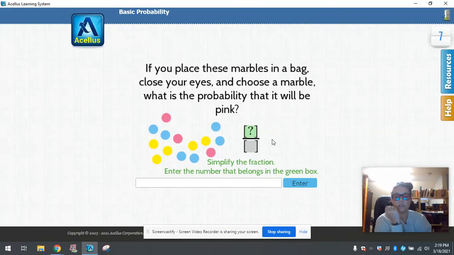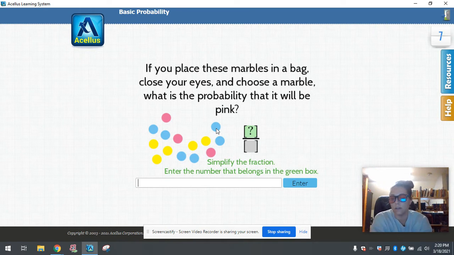All right, basic probability. If you place these marbles in a bag, close your eyes and choose a marble, what is the probability that it will be pink? So we have 3 pink marbles out of a total of 1, 2, 3, 4, 5, 6, 7, 8, 9, 10, 11, 12, 13, 14 total chances. So 3 out of 14 is our fraction.